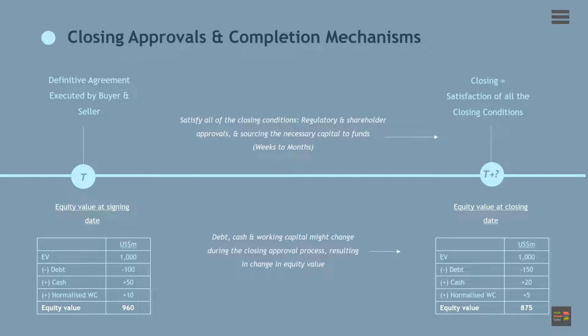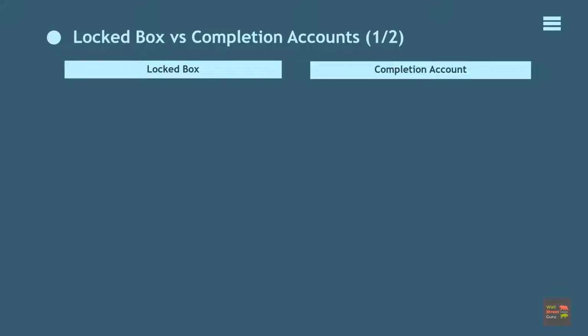The challenge discussed here of the uncertain price on completion at the time of signing will be resolved by two widely accepted completion mechanisms in M&A transactions, which are lockbox mechanisms or completion accounts. We will cover this in the next slide. In the previous slide, we highlighted the challenge of the uncertain price on completion at the time of signing. This can be resolved by two widely accepted completion mechanisms in M&A transactions, which are lockbox mechanisms or completion accounts.